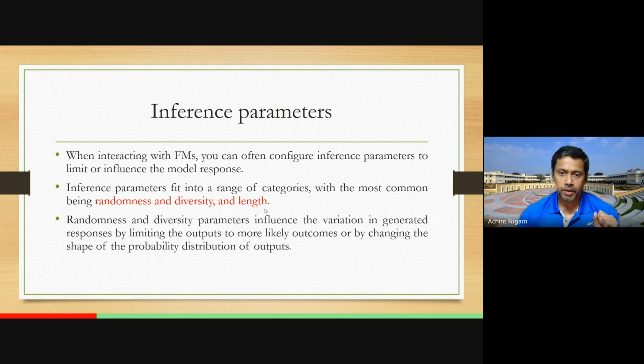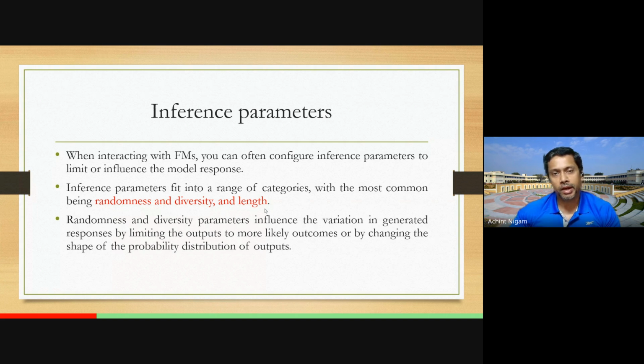So randomness and diversity parameters influence the variation in generated responses by limiting the outputs to more likely outcomes. Right. Take the auto-completion of sentences that happens when you start typing. It just tries to predict the next word. It has been trained on so much data, but sometimes it is: my name is dash, or I am a dash. I am a human. I am an animal. So if you reduce that randomness, it will most likely give you the next word, like human, or Humpty Dumpty dash.